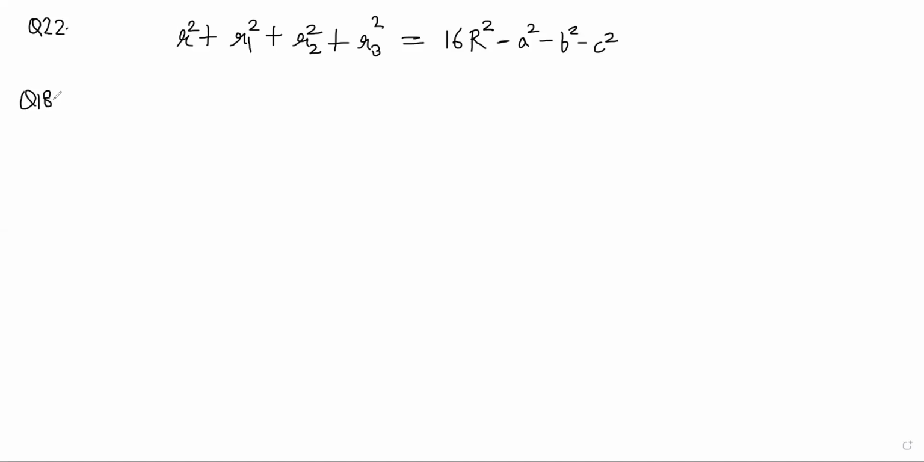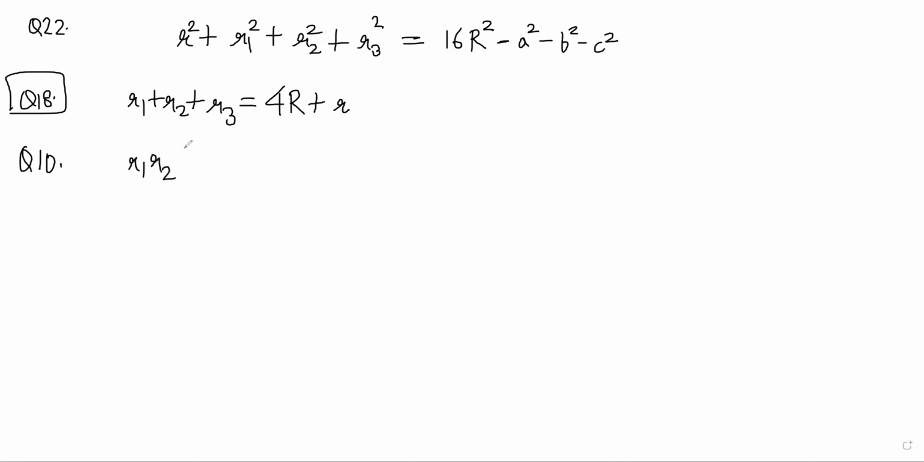In question number 18, what you have already proved is that R1 plus R2 plus R3 is equal to 4 capital R plus small r, right? And in question number 10, you have already proved that R1 R2 plus R2 R3 plus R3 R1 is equal to S square. These are two questions that have been done already. So if you know how to do them, we will just use these two formulas. So what we will do is we can square them now, right?